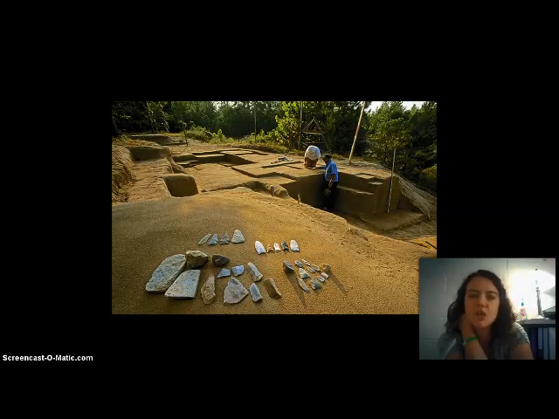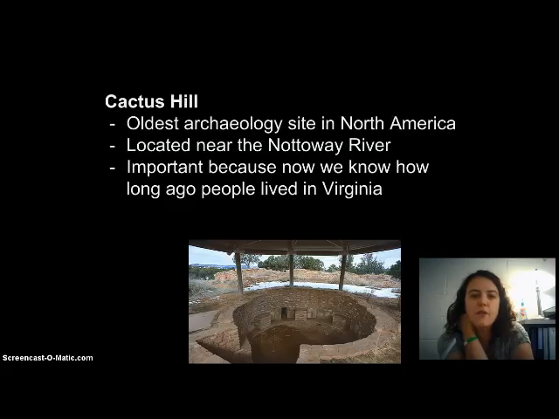And remember, in class we talked about this site, and we said that it was really neat because they were able to find structures here. They were able to find arrowheads and spearheads and things that the people that lived at Cactus Hill had used. And the three things I wanted you to remember about Cactus Hill were that it was the oldest archaeology site in North America. It was located near the Nottoway River, and it was important because now we know how long ago people lived in Virginia. Those are the things you need to know about Cactus Hill.